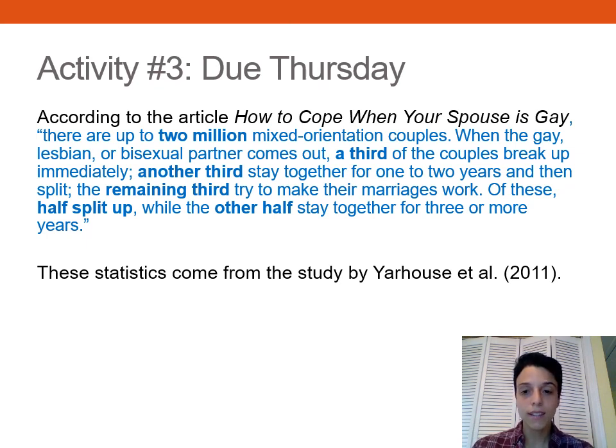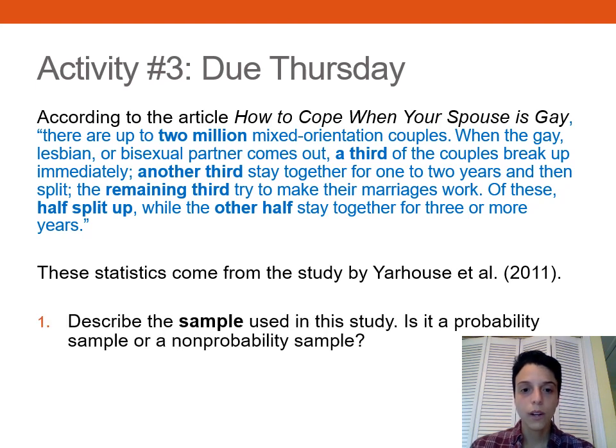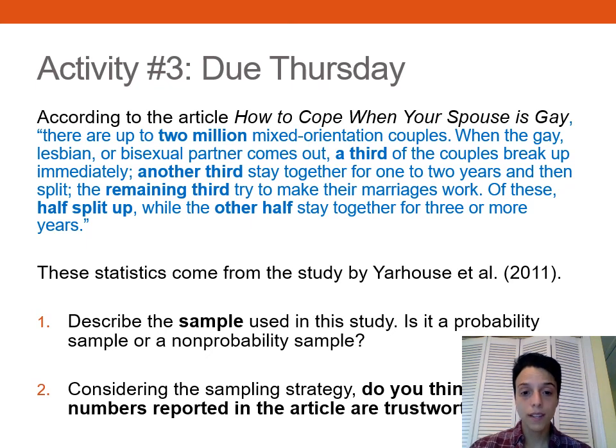And in thinking about these statistics, I want you to answer 2 questions. One is, what sample was actually used in this study? So for example, how did they get to these statistics that they're reporting in this article, like immutable facts? And so to begin with, are we looking at a probability sample or a non-probability sample? Two, considering the sampling strategy that you find, do you think the numbers reported in this article are trustworthy? And you have my opinion on the matter, but I want you to think about the sampling strategy and how that might play into interpreting the statistics that you see here.